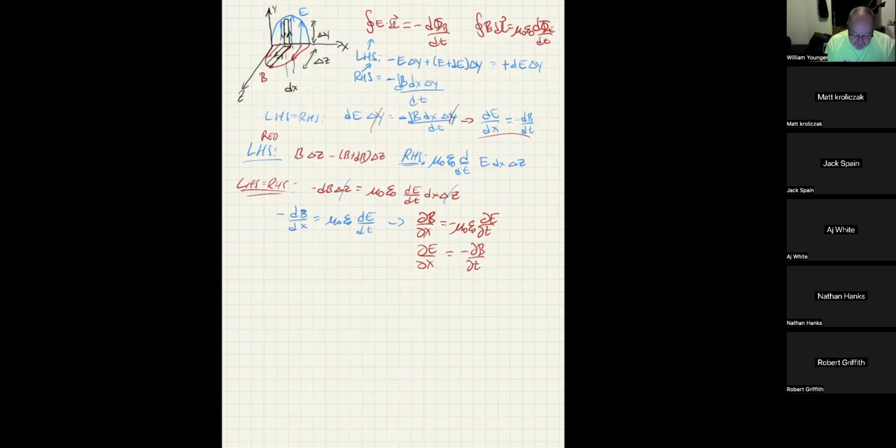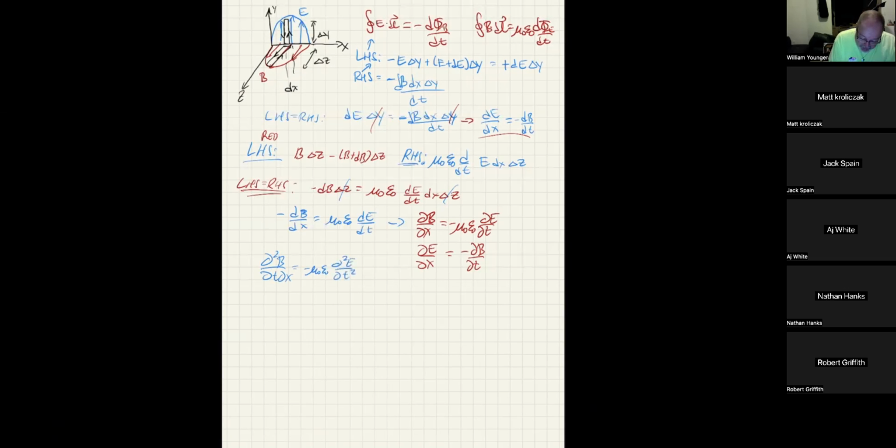Now, you can actually set this up by taking the derivative of the top equation with respect to, let's say, time. Then you get the second derivative of B with respect to time with respect to X. On the right-hand side, you get negative mu 0 epsilon 0 second derivative of E with respect to time. So I get the second derivative of B with respect to time with respect to X is negative mu 0 epsilon 0 second derivative of E with respect to time squared.